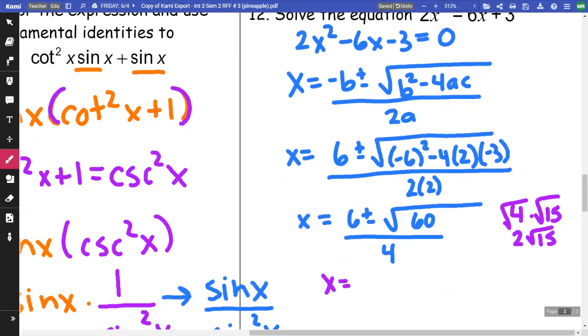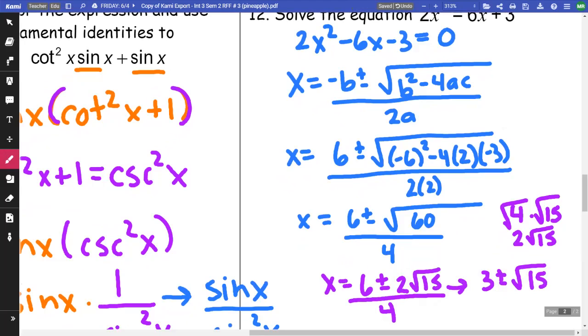So this is going to clean up to 6 plus or minus 2√15 over 4. Now, everything's divisible by 2. This is going to be a 3 plus or minus √15 over 2, and that's my 2 answers.